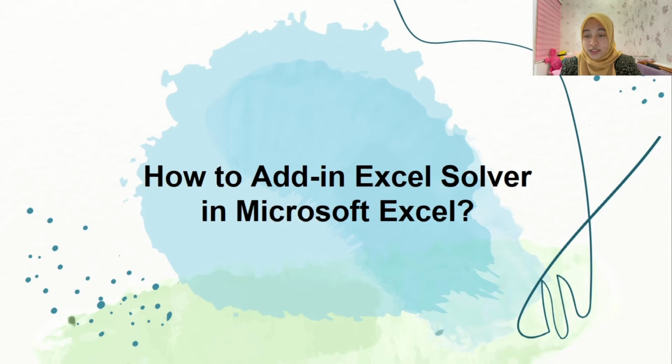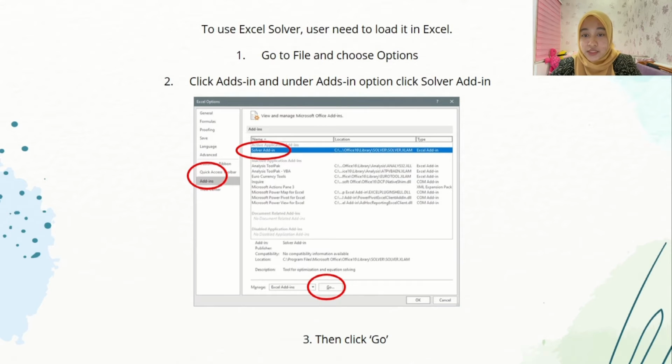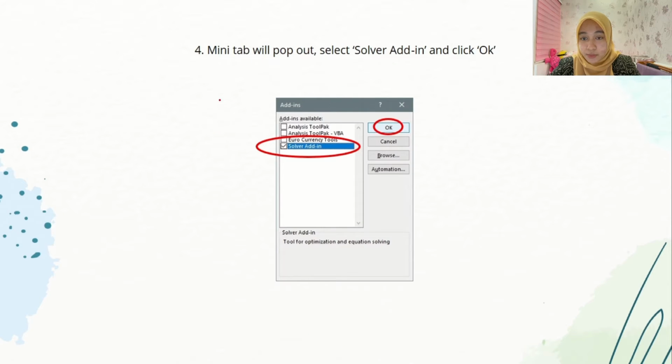So how do we add in the Excel Solver in Microsoft Excel? Firstly, to use the Excel Solver, the user needs to log in to Excel. Go to File and choose Options, and go to Add-ins here. And under the Add-ins option, click Solver Add-in, and then you click Go. A mini tab will pop out. Make sure you tick the Solver Add-in and click OK.